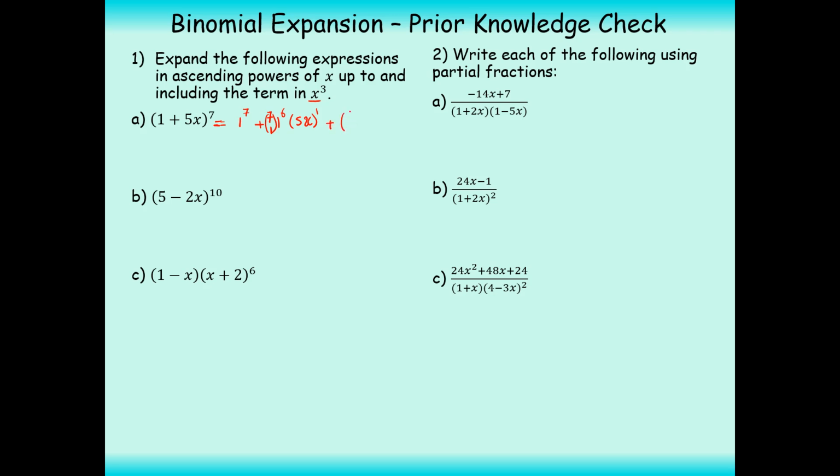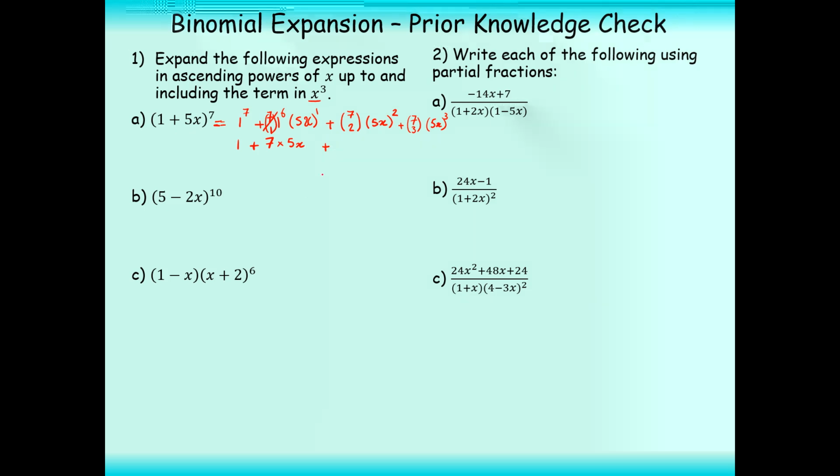Now, the next binomial coefficient would be 7 choose 2. And we'll have 1 raised to the power of 5, but 1 raised to any power is still 1. And then we'll have 5x raised to the power of 2. And then we will have 7 choose 3, 5x raised to the power of 3. So we know that 7 choose 1 is 7. So we'll have 7 times 5x. Here we'll have a 1. Then here 7 choose 2.